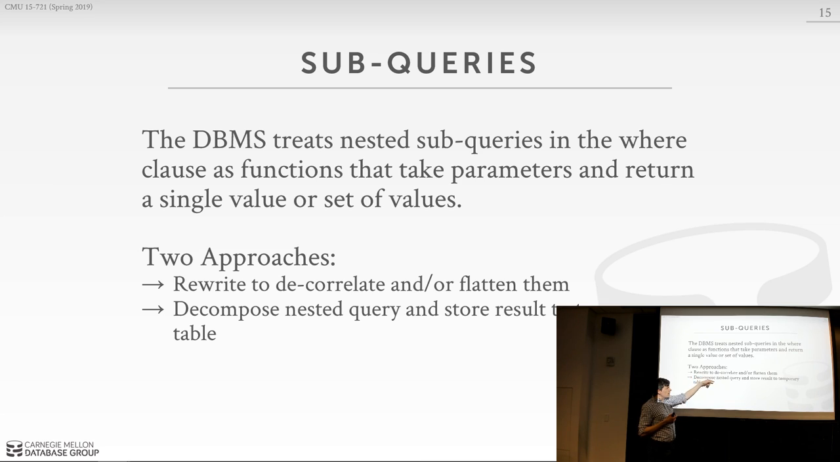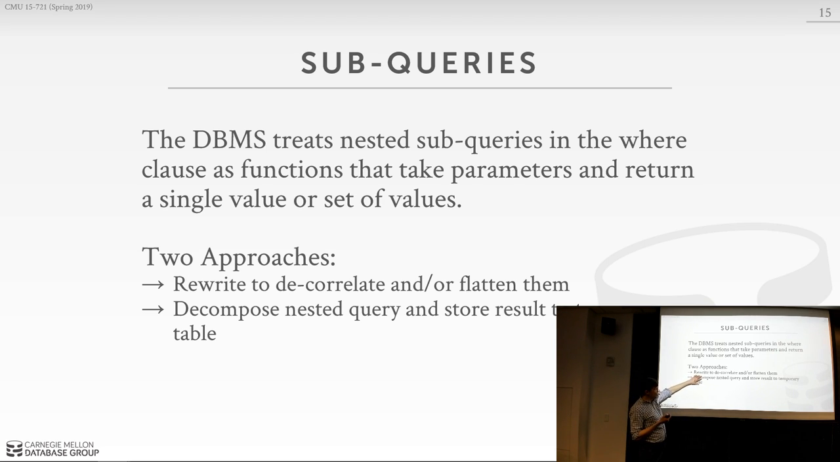The first one is to rewrite it and decorrelate it into a single-level query with joins. The other approach is to decompose it: move it out and execute it before you execute the main query, store its result in a temporary table, then do a join between the temporary table and the original query, and then throw away the temporary table when you're done.